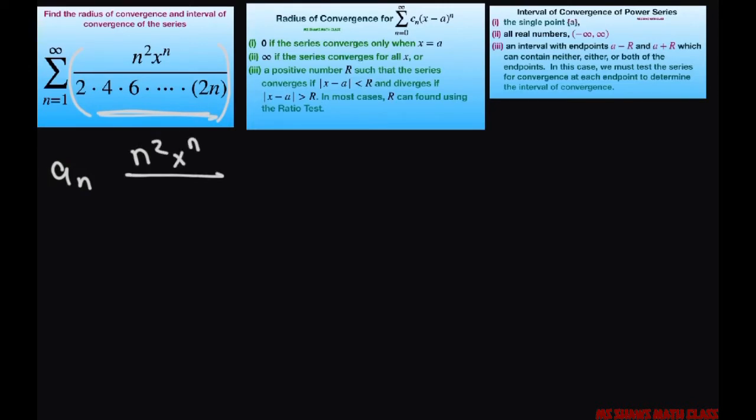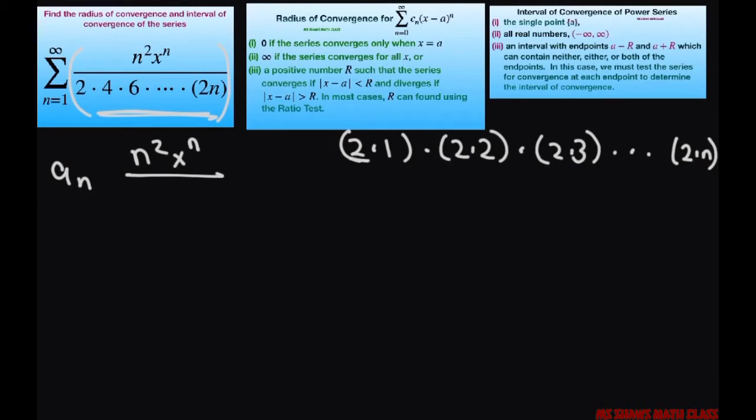For my denominator, this is really 2 times 1, times 2 times 2, times 2 times 3, and then you're going to have 2 times n. So for this piece, we have 2 to the nth power. And then since we're going 1 times 2 times 3 all the way up to n, that's n factorial. So that's going to be n factorial.